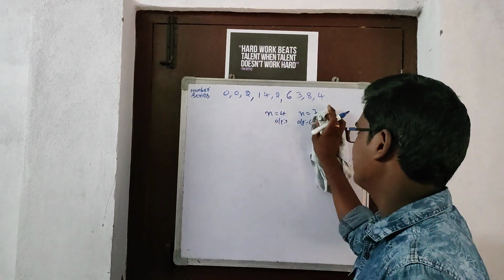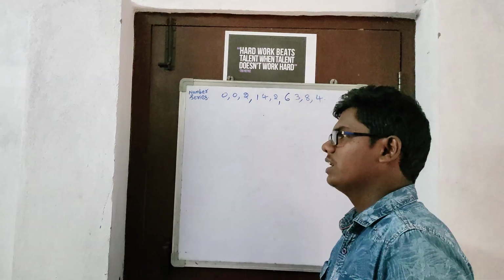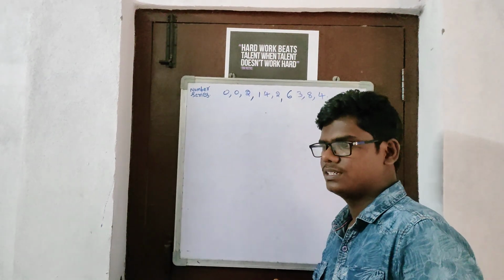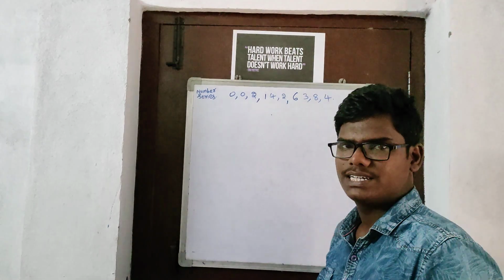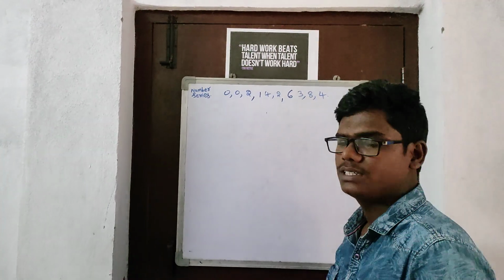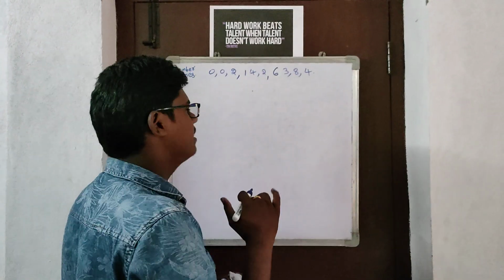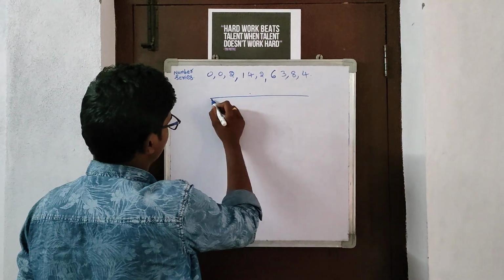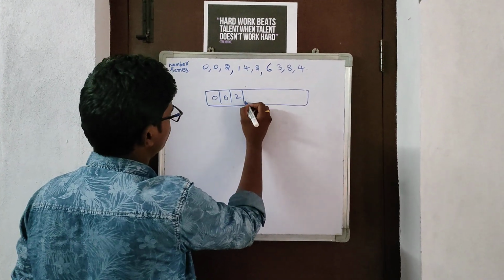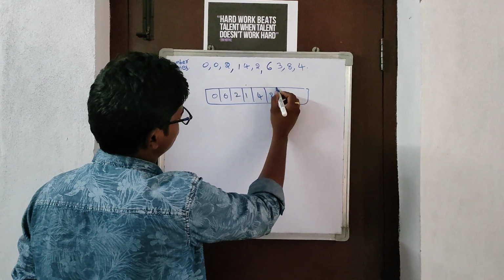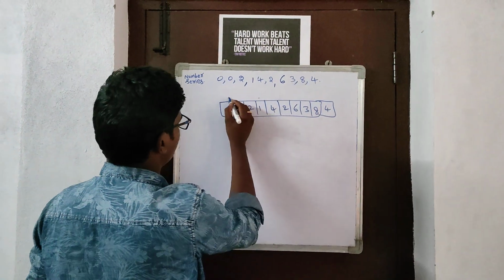So in order to write this code, first we should understand the series given. Is it a Fibonacci series? Is it a different series? How can we understand which series it is? First we should observe the series clearly. So let me write it in an array format like that: 0 0 2 1 4 6 3 8 4.